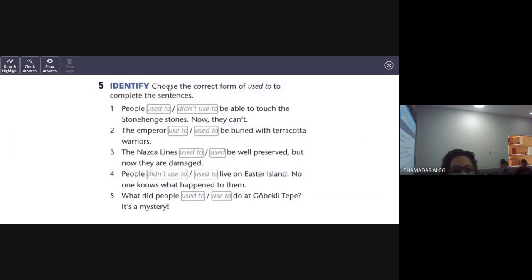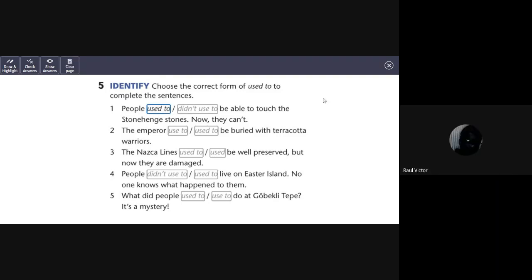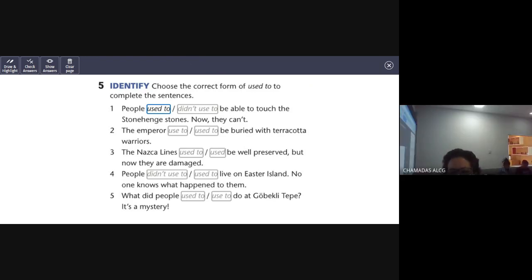Question number 5. Choose the correct form of used to complete the sentences. Let's do this together, okay? The first one: people used to be able to touch the Stonehenge stones. Now they can't. Used to. Did it? Yes. People used to. Very good, Carol. Excellent. Nowadays, if you want to touch the stones, you can't. That's a pity.